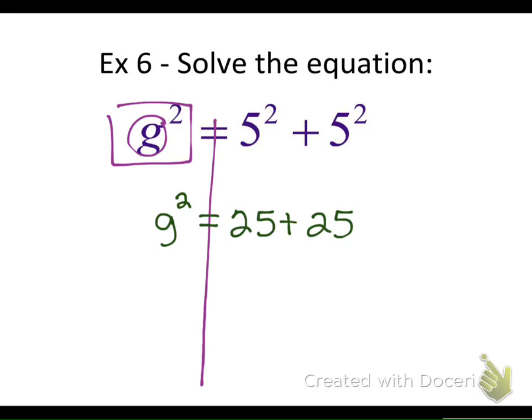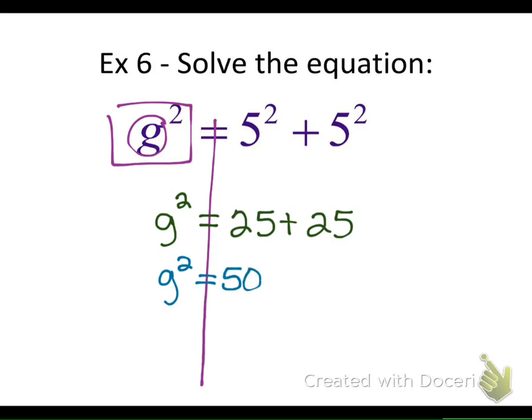Anybody help her out? Well, let's look here. My variable's by itself with the square. So I can't really do anything to this side yet. So I look on this side, and I have 25 plus 25. When we add them together, what do we get? We're going to get g squared equals 50.